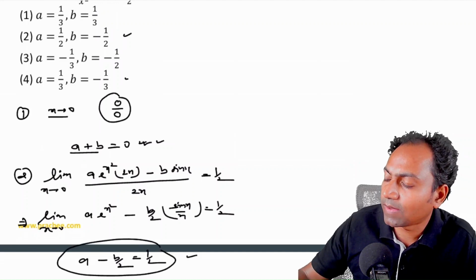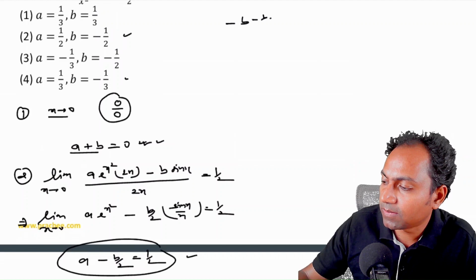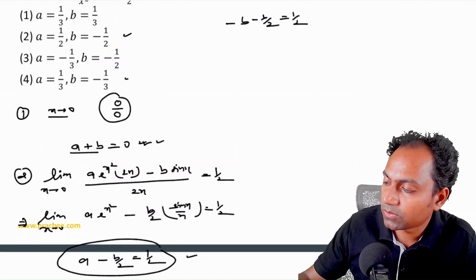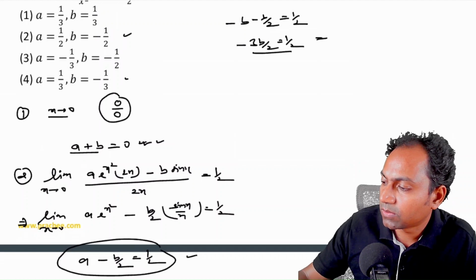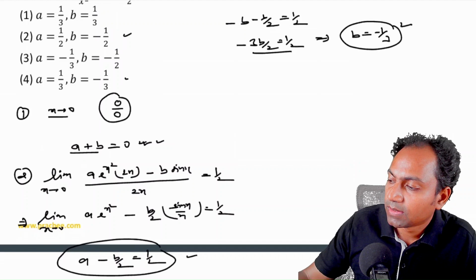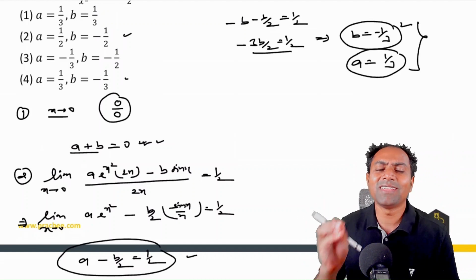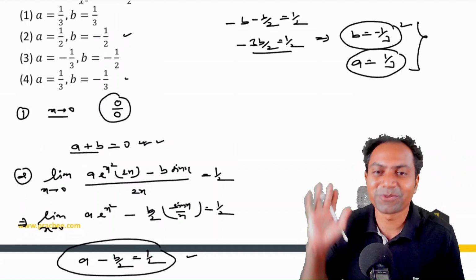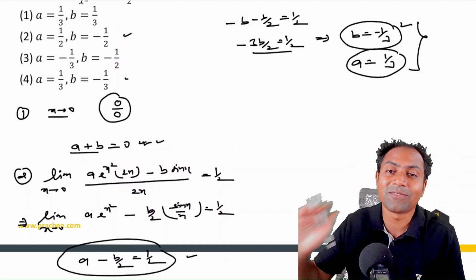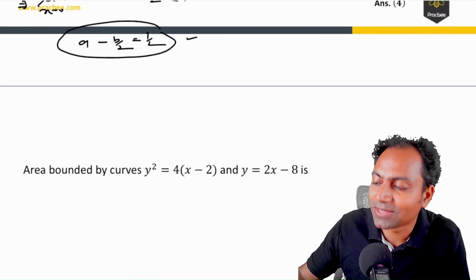So if I substitute the value of a, it is minus b by 2 is equal to 1 by 2. So minus 3b by 2 is equal to 1 by 2. The value of b becomes nothing but minus 1 by 3. Now if this is so, the value of a will become nothing but 1 by 3. So very simple question. Hardly any kind of limits you need to know in order to solve this question. Even students studying at the level of boards can solve using some other technique.